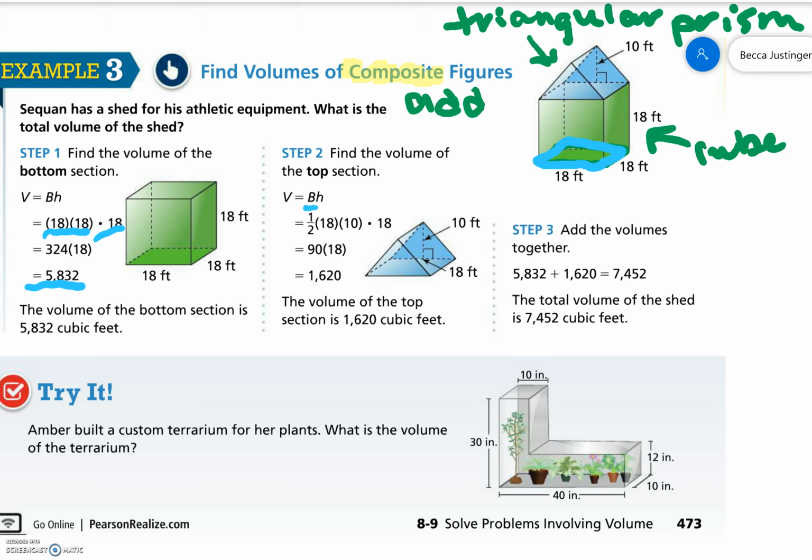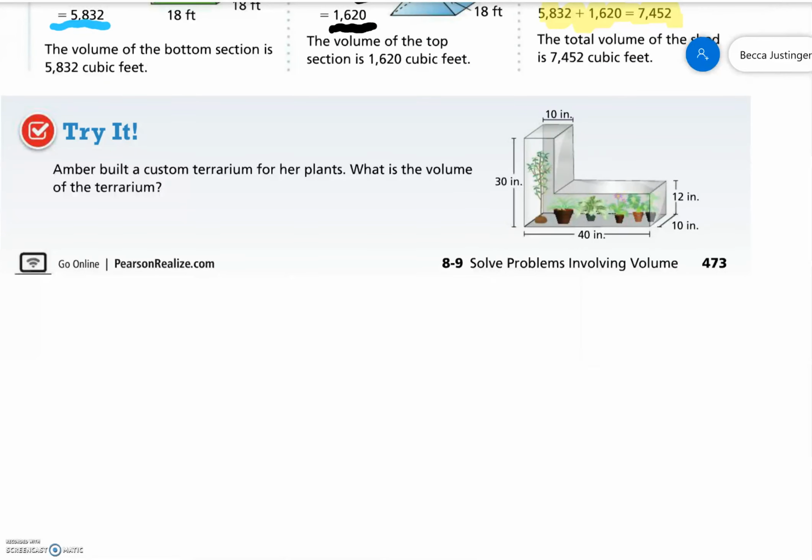The volume of the top section, volume equals big B times H. The big B, the area of the base, our base is a triangle. So you have to use 1/2 base times height. Here's our 1/2. The base is 18 and the height is 10, times the height of the actual prism. So how many triangles would it take to fill this up? And that again is 18. Multiply that, you get 1,620 cubic feet. Last step is to add them together. The total volume of the shed is 7,452 cubic feet.